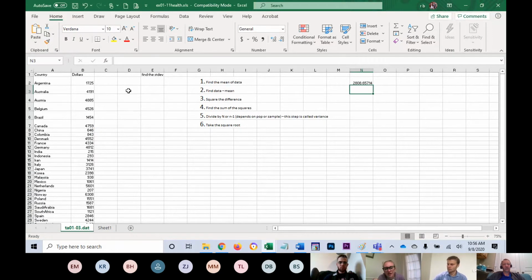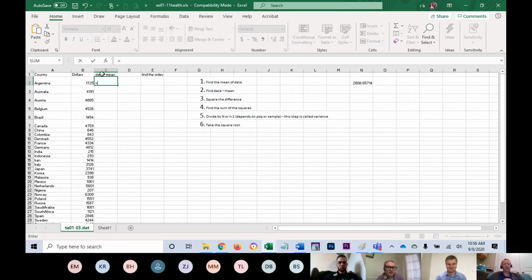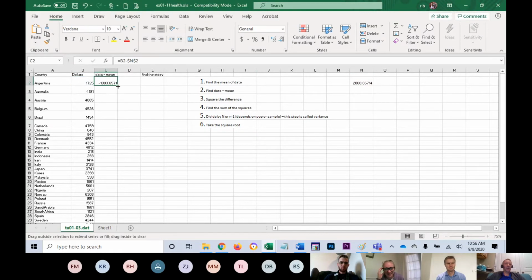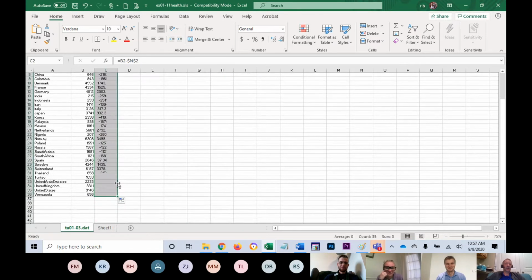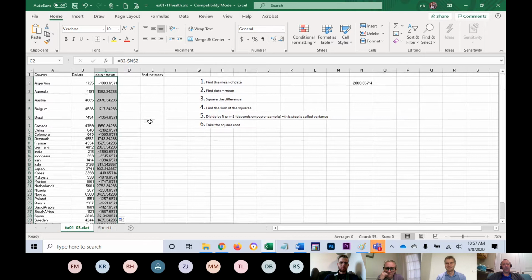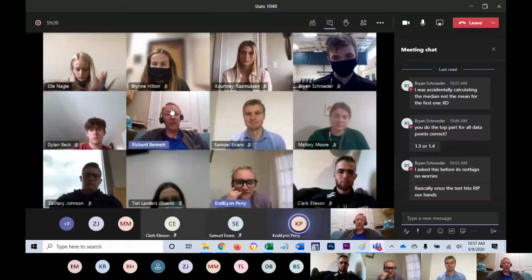So you do data minus mean, right? So data minus mean. So now you're going to see why it would be easier to do this in a spreadsheet, and you guys are going to have to do this by hand. So tell me what to do to this first one. So you do equals 1725 minus the mean, right? And then drag it all the way down because you're in Excel. Yeah, so you guys get to do this by hand. I promise I won't make you do 35 on the test. But yeah, I'll probably give you 10 or something. Okay. All right. Step number 3 is what, Tori?